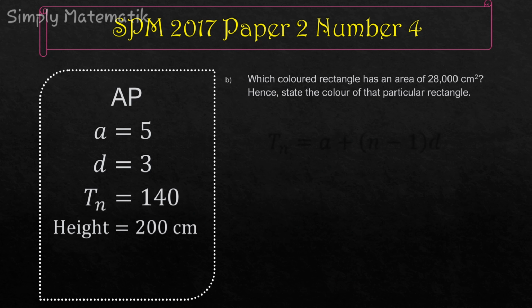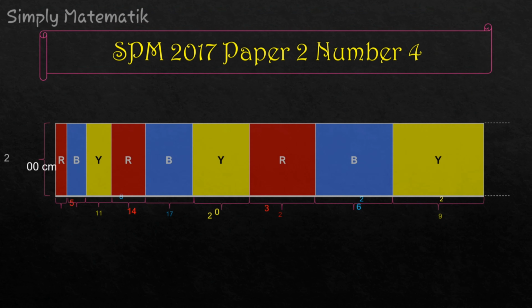So we need to find the n when Tn is 140. Substitute A with 5, D with 3 and Tn with 140 and solve for n. So we will get 3 times n minus 1 is 135. So n minus 1 is 45. So n is 46, means the 46th rectangle has an area of 28,000 centimeters square.